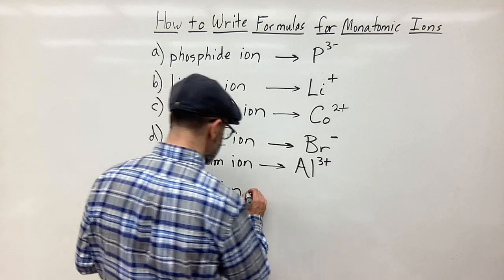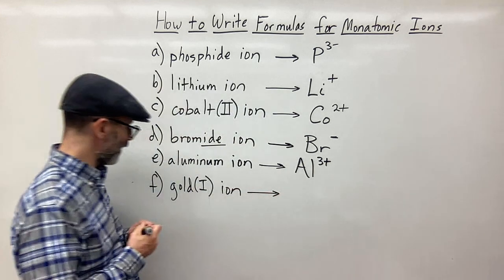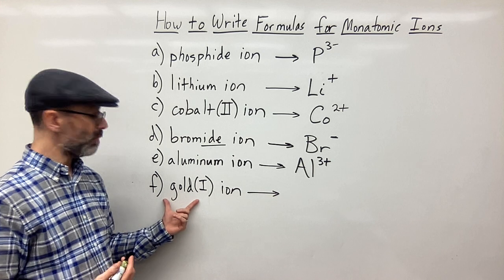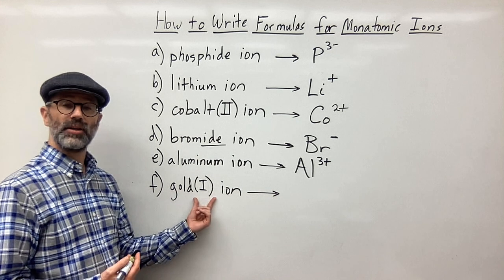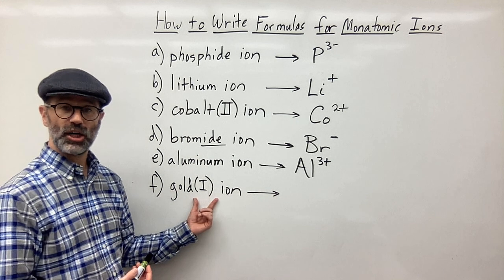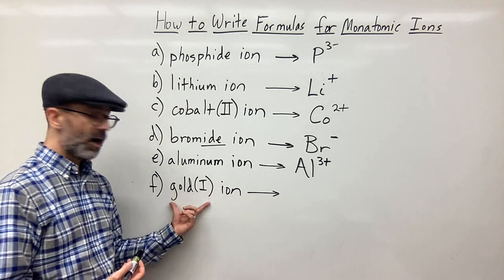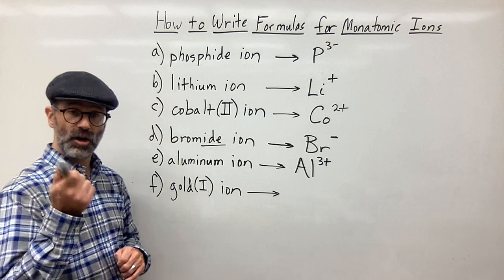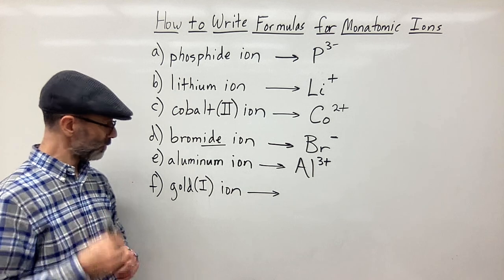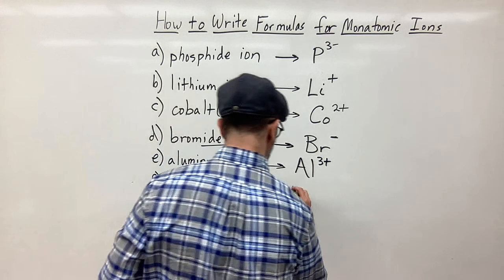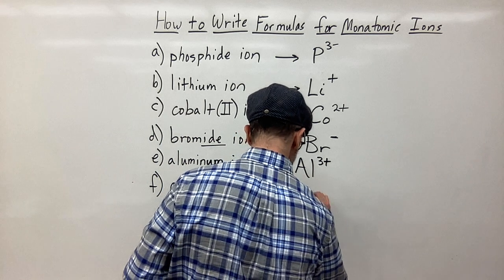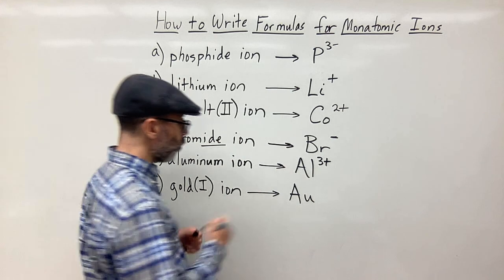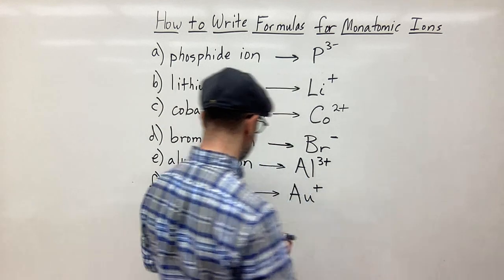Okay, finally we have gold(I) ion. The gold(I) ion, again, gold is a transition element. It's a transition metal. The 1 in the parentheses, the Roman numeral, tells us the charge on it. And so we would expect a Roman numeral. Remember, there are those exceptions: silver, zinc, cadmium. So we're going to write the symbol for gold. And the Roman numeral tells us the charge, which is a 1. So we're just going to put a plus.